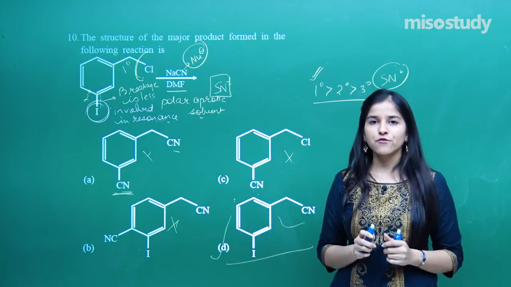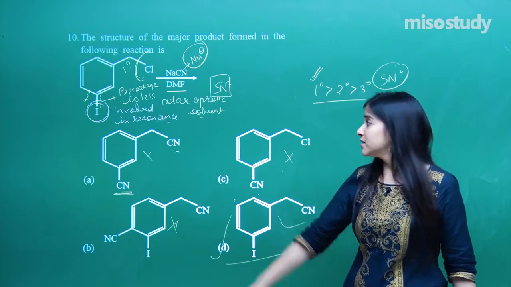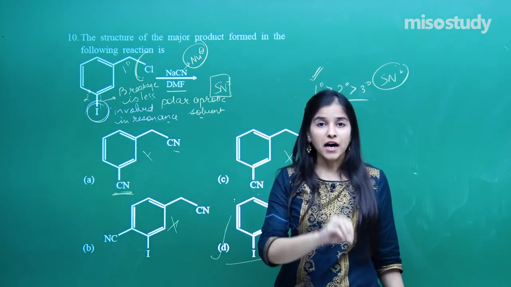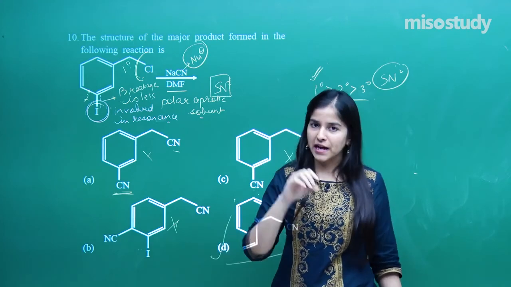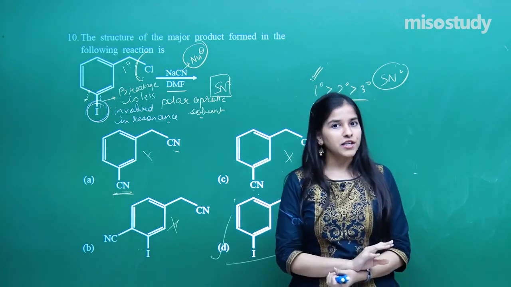So I hope you all have followed. Just merely looking at the reagents, you can get the idea. Just looking at the types of carbons, that means primary, secondary and tertiary, you can have the answers as well. So I hope the entire session is very much clear to you.